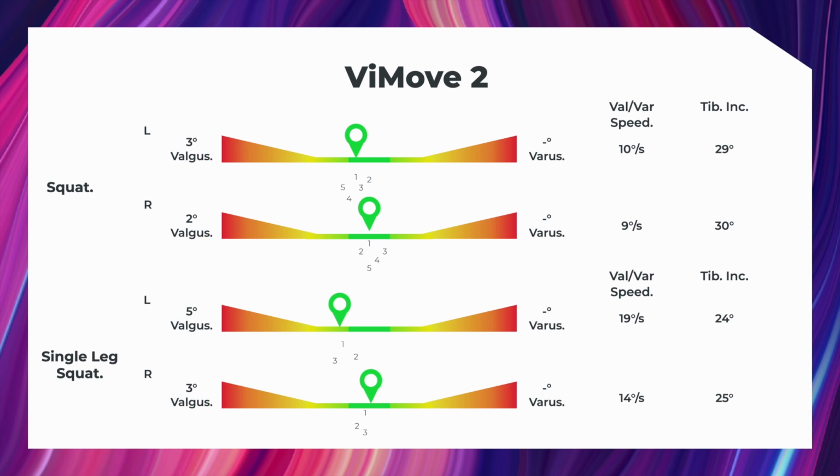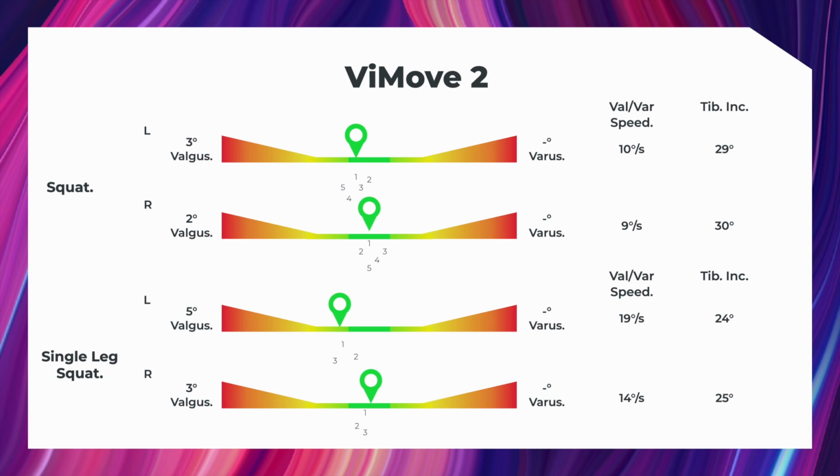Again, we've only done 3 reps because of the space on the chart, but we've got a 5 degree and a 3 degree valgus here. Again, the numbers are bunched together quite nicely, so we're not seeing that fatigue-reduced control. The valgus varus degrees per second, 19 and 14 degrees per second, perfect, amazing. And tibial inclination, we've got 24 and 25 degrees, brilliant. So we've ticked the boxes, we've got control.